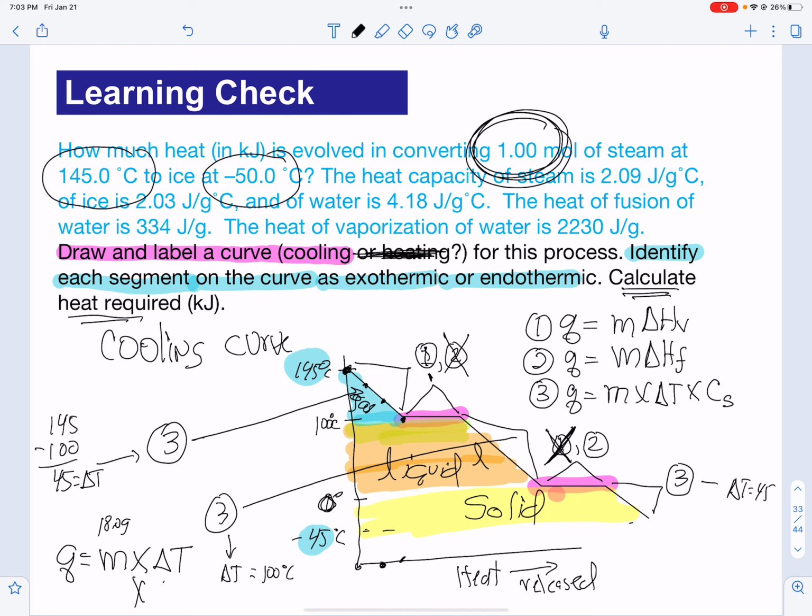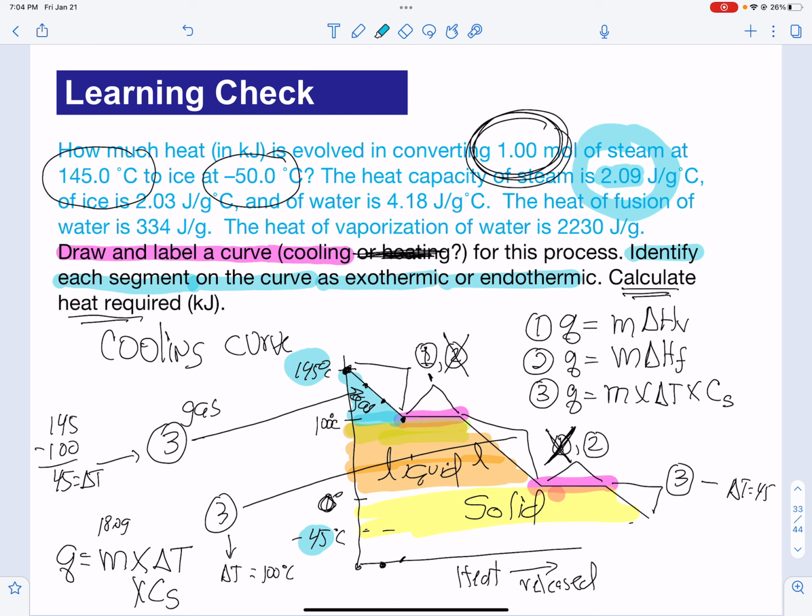And then you're going to multiply by the specific heat. For the first one, we're dealing with a gas, right? So for the first one, you need to find the specific heat for the gas, which is going to be right there. So that's what you do for that part. For that part, just plug the numbers. The mass is 18 grams, 1 mole. The delta T is going to be 45 degrees Celsius, from 145 to 100, and the heat capacity for the gas. That's why it's so important that you draw the curve first, so you know exactly what you're dealing with.